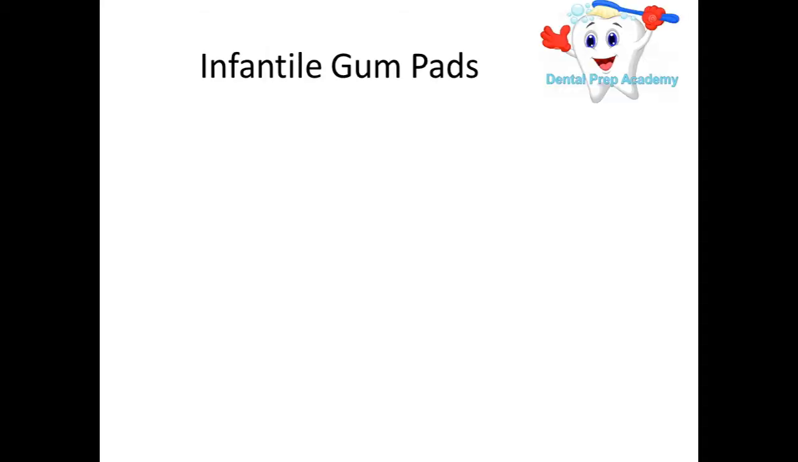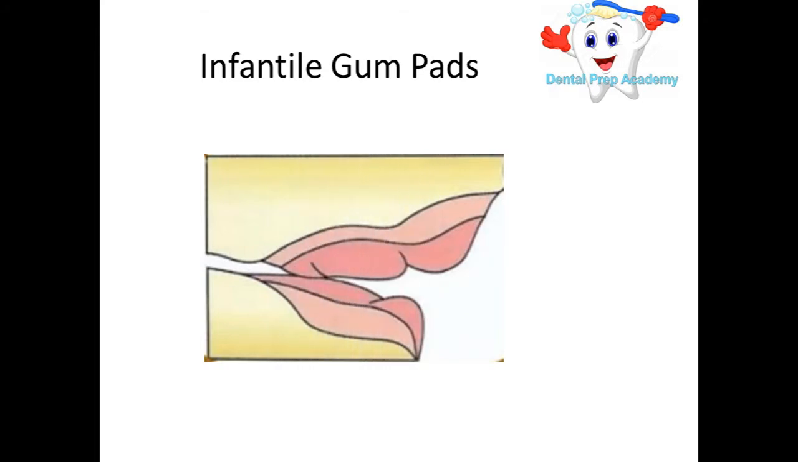In today's video, we are going to be discussing types of swallowing. Before that, let's take a look at infantile gum pads. As you can see in the figure, infantile gum pads have a gap between them anteriorly and they contact posteriorly.